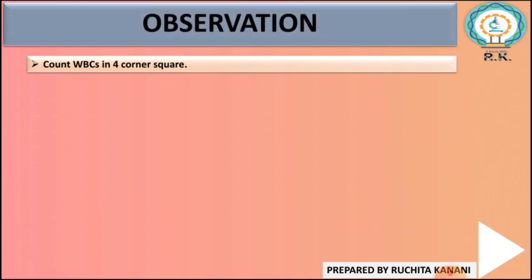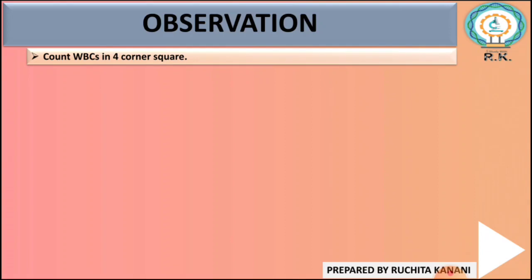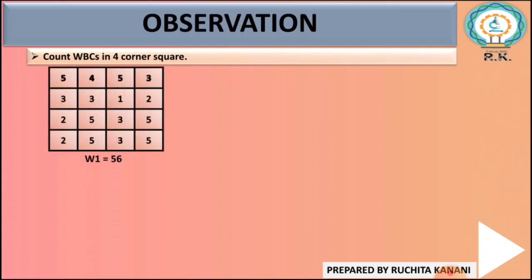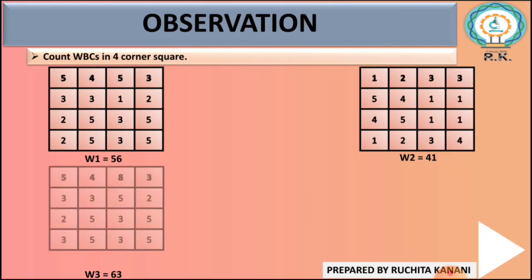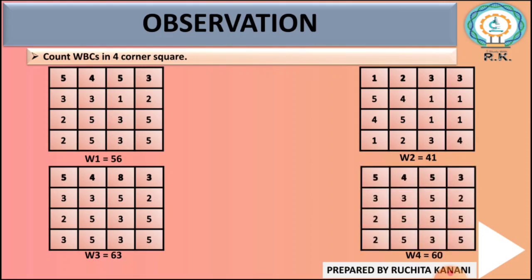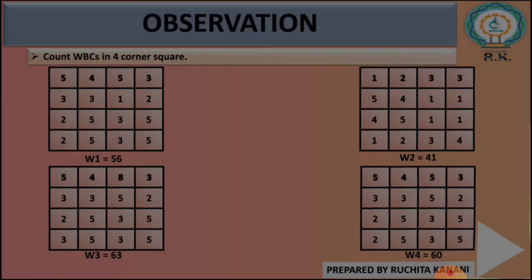Let's see the observation table. After counting white blood cells in the 4 corner squares, the total number of cells present in the W1 square is 56. Then the total number of cells present in the W2 square is 41. Then in the W3 square it is 63. Then in the W4 square it is 60.